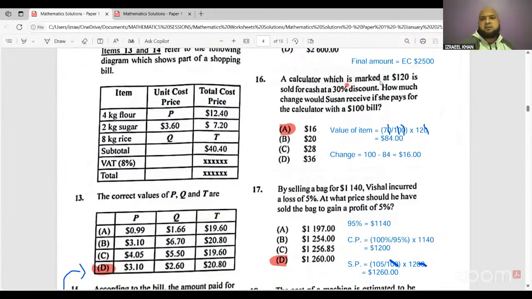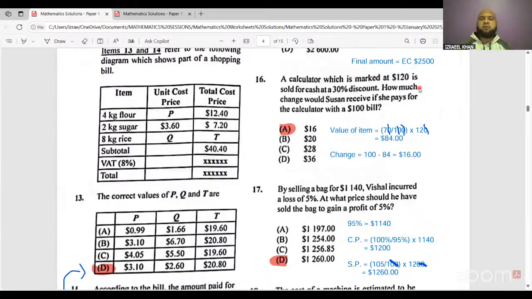16. A calculator which is marked at $120 is sold for cash at a 30% discount. How much change would Suzanne receive if she pays for the calculator with a $100 bill? All right, now because it's a $100 bill and you have $120, let's get a discount first: 30% of 120, and you could subtract it back from 120 to get the price of the calculator.